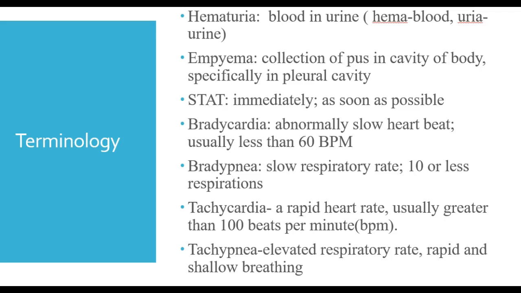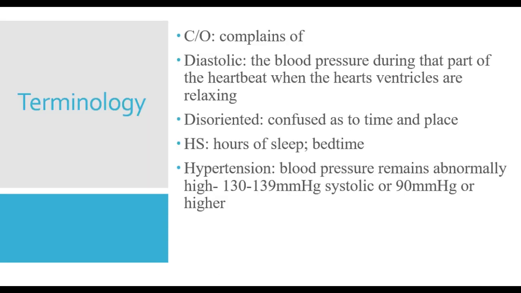Then you have bradypnea, slow respiratory rate. That's 10 or less respirations per minute. And then you have tachycardia, which is what I talked about earlier, 100 beats per minute or over. Tachypnea, elevated respiratory rate, the patient is breathing fast. So we want to say they're tachypneic. That's how you say it.